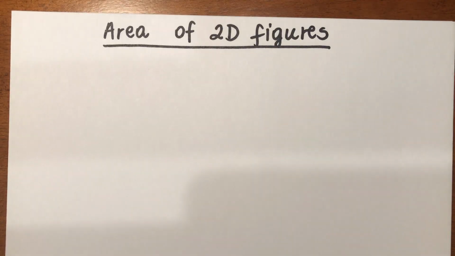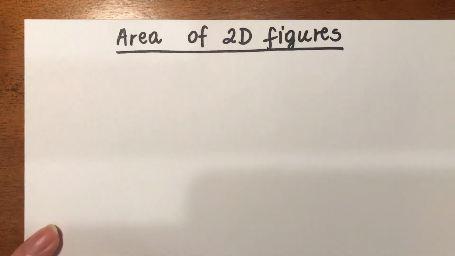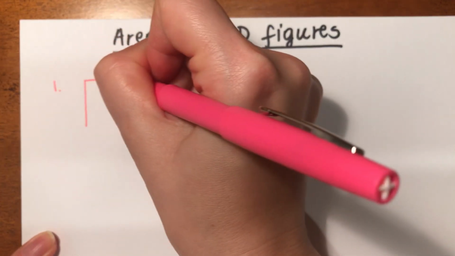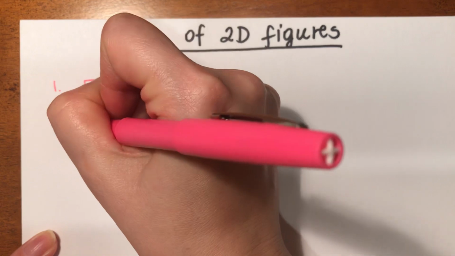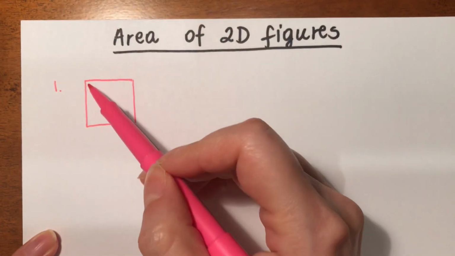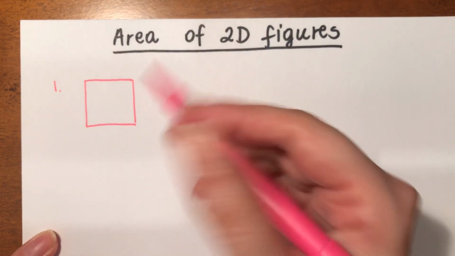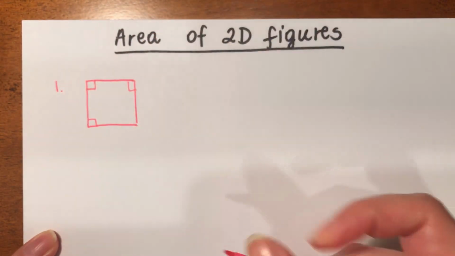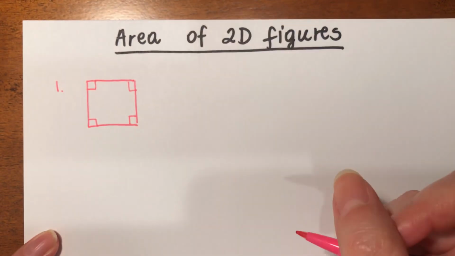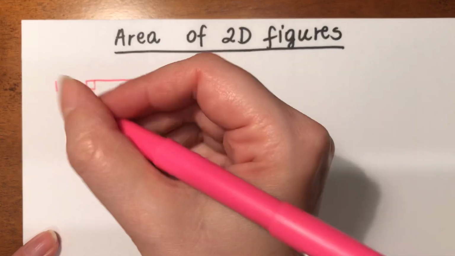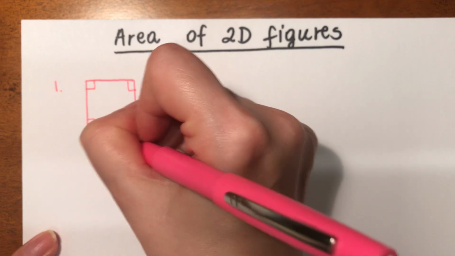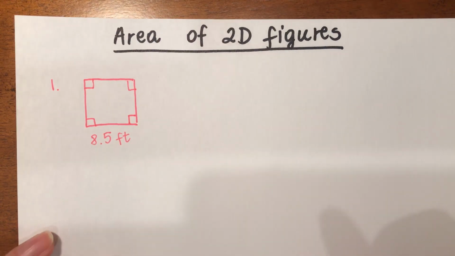We're going to be drawing figures. I'll try my best, but they're not going to be great. So number 1, let's draw a square. So we know that square has all 4 sides equal, and all 4 angles are right angles. Right angles meaning 90 degrees. So I can put little boxes and that will represent that each angle is 90 degrees. Now each side of this square is 8.5 feet.